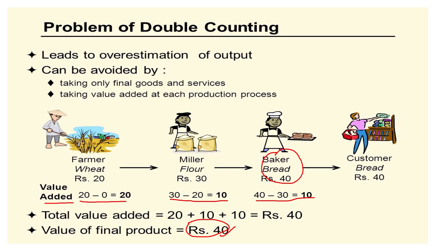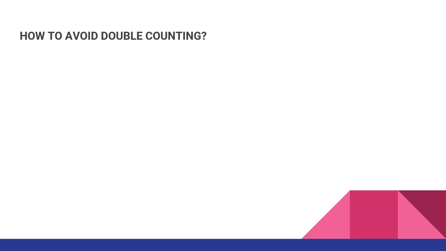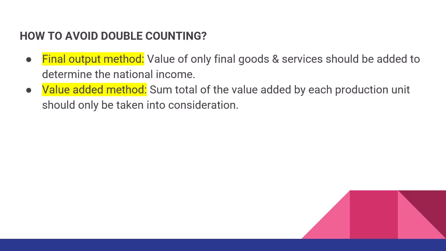So these are the two methods through which you can avoid double counting. That is, first, you can include the value of only final goods and services to calculate national income. Second, that you take the sum total of value added by each production unit. Right, so I hope this is clear to you now. Let's move on to the numericals now.